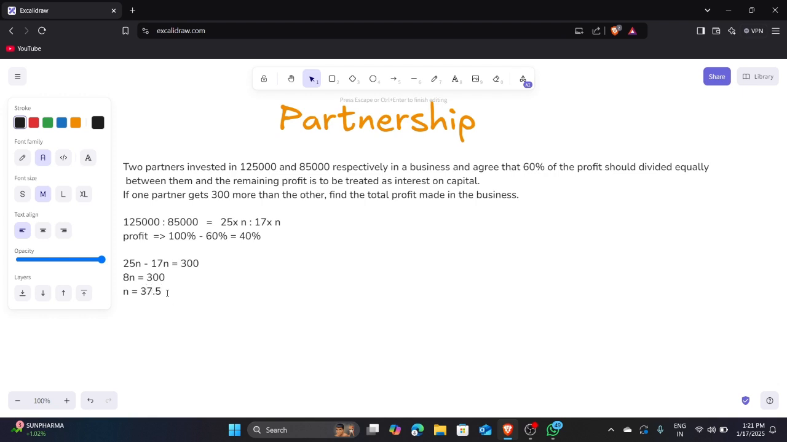Now if we get the value of n, then we can find the total profit made in the business. We need the total profit, so we multiply by them in both the situations. I'm using a calculator for this.